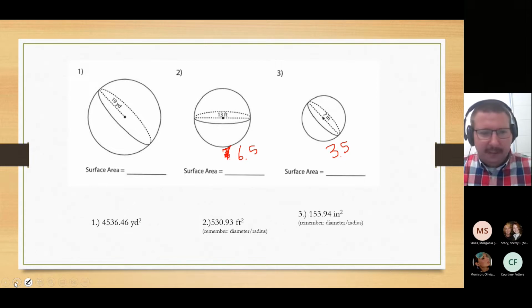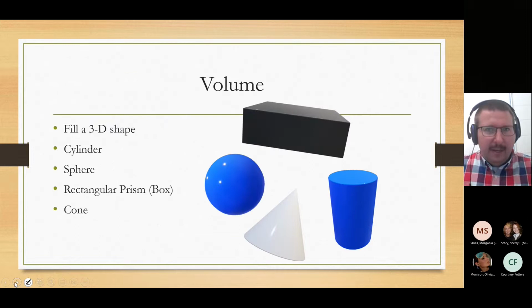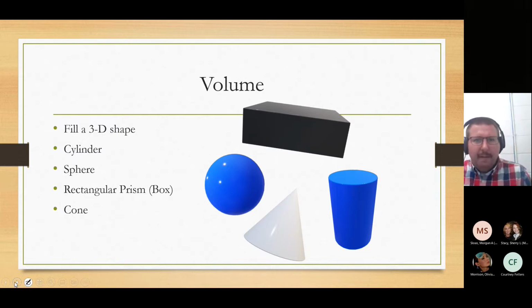We got a few more things to go over, guys and ladies. The next one is volume. And in volume, we're going to fill it up. So we've made our sphere, we've made our cylinder, if you will. How much water, how much soup, how much sand is it going to take to fill it up? So we're going to volume.